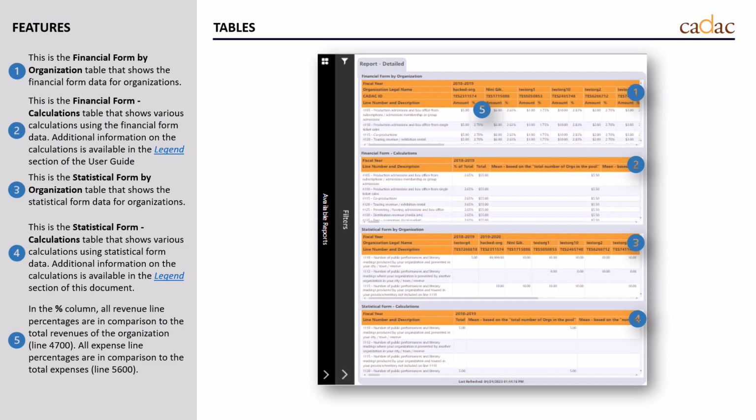In this screenshot of the report, we have highlighted some of the key features of this report. Similar to the other financial and statistical reports, you will see there are a total of 4 tables shown here. The top table shows financial details by specific organizations, and the next table down shows summary financial results broken out by the fiscal years you have selected. This approach is then mirrored below, but specifically for statistical forms.